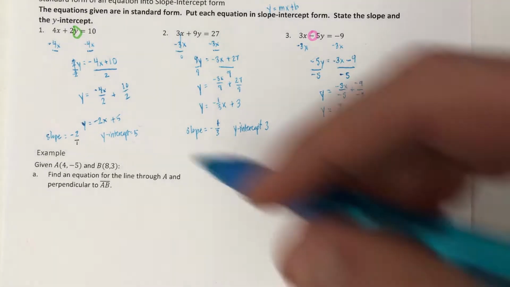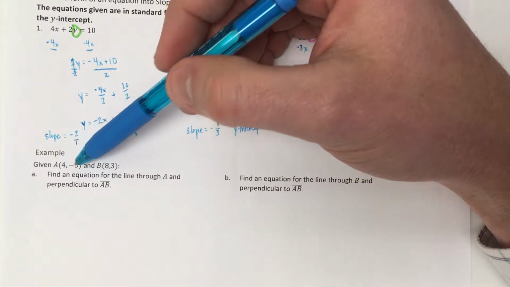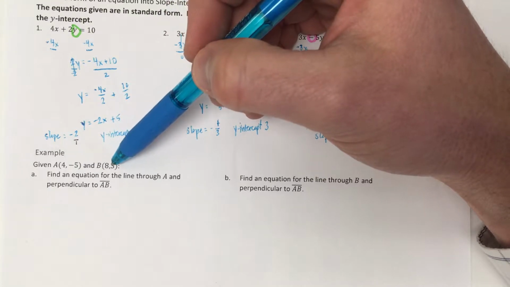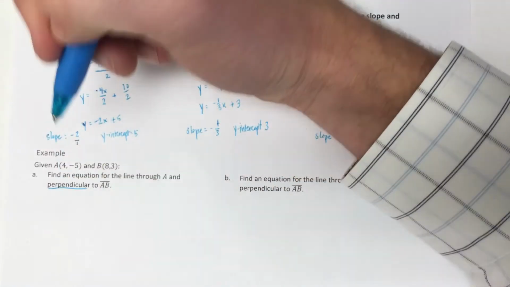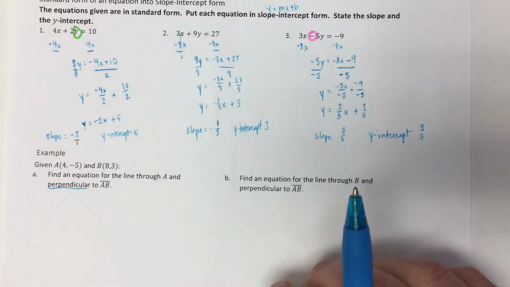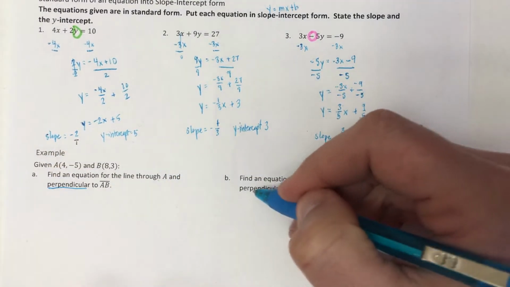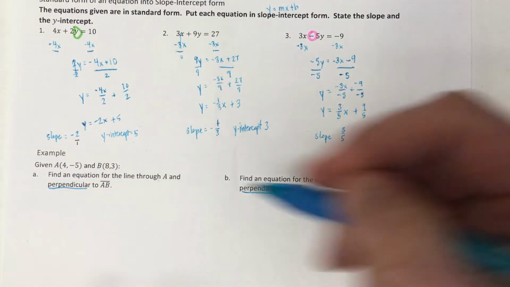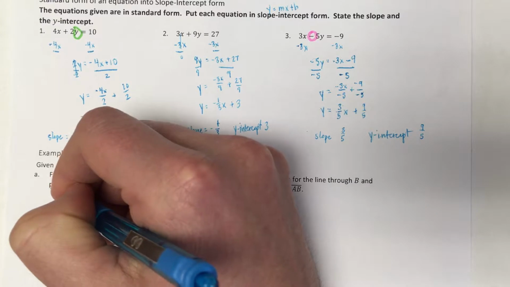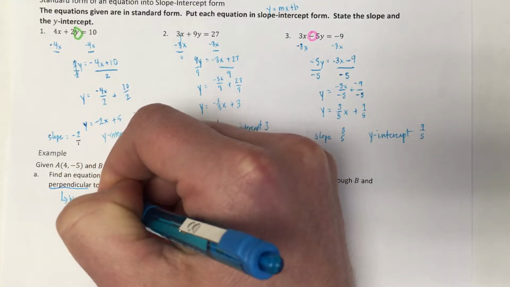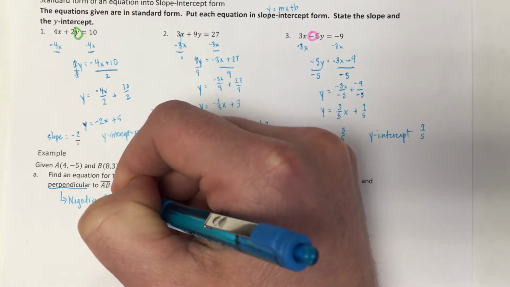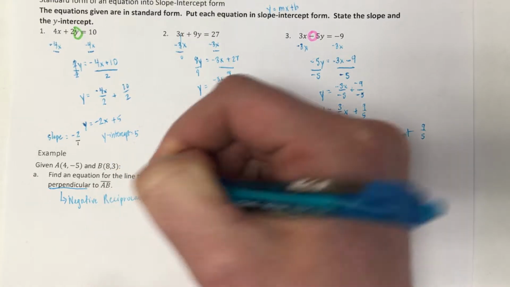And so we're going to continue this. It says given A is (4, -5) and B is (8, 3), find an equation for the line through AB perpendicular to AB. It's really important that you highlight these words when they say perpendicular, and the reason why is because perpendiculars have negative reciprocal slopes.